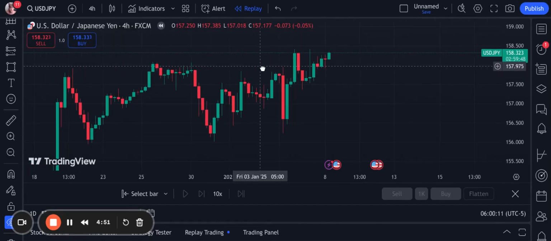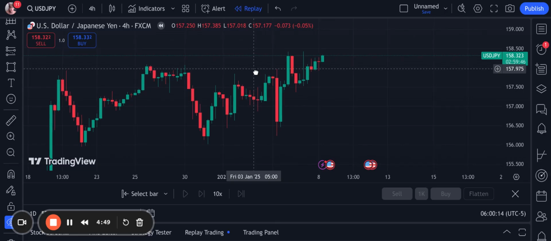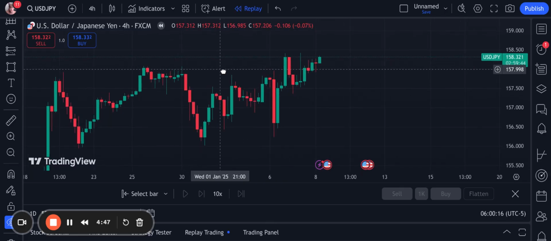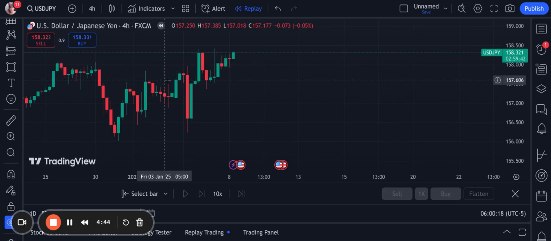So I don't know how much I lost on this trade, but it'll definitely be in the title. I took this trade within this 1 or 4 hour price action candlestick here.